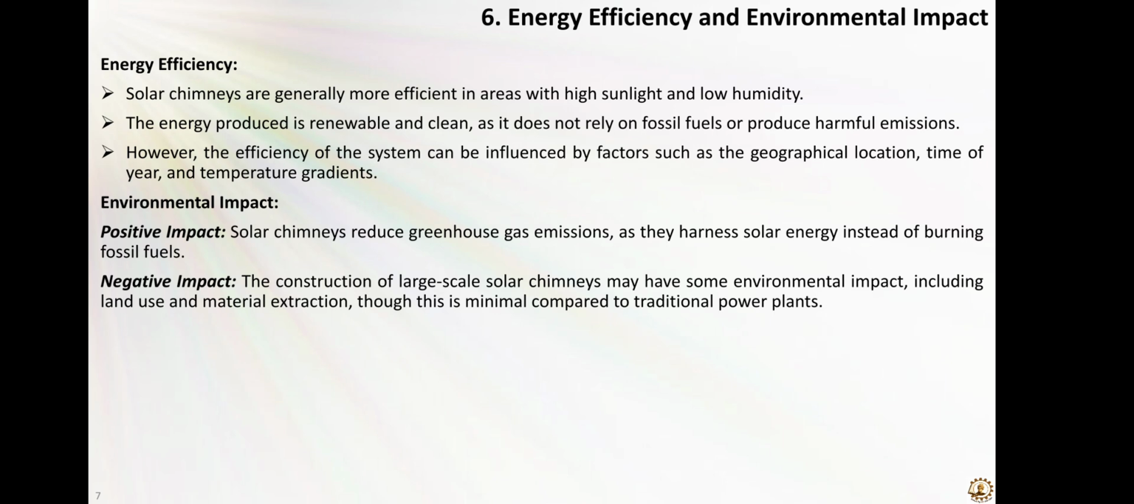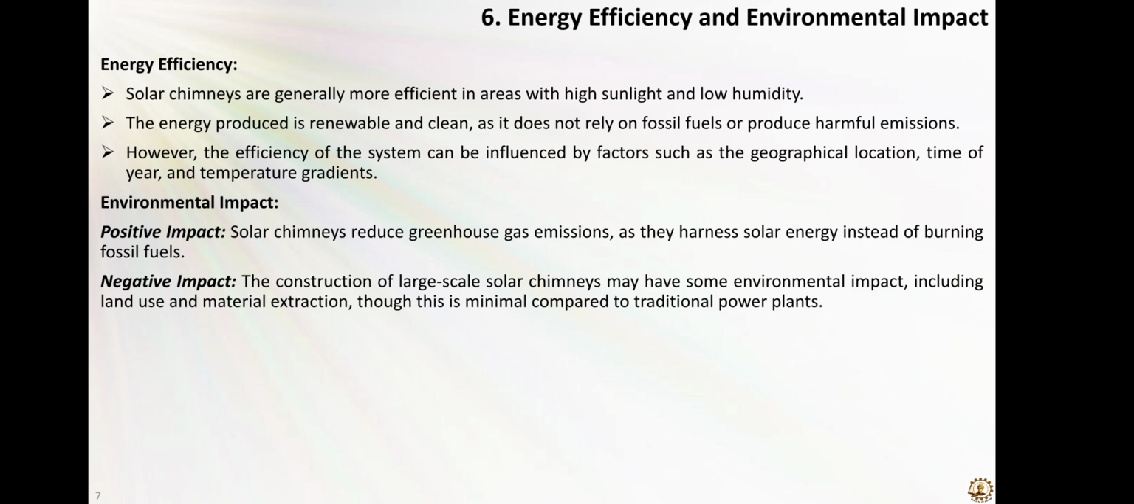Geographical location: if we place the solar chimney close to the equator, where the sun's rays are generally at maximum, then in that case we can generate much more electricity. And also the time of year, as you know, in summer the sun's heat is much more than in winter, so the time of the year is also responsible, and the temperature gradients.